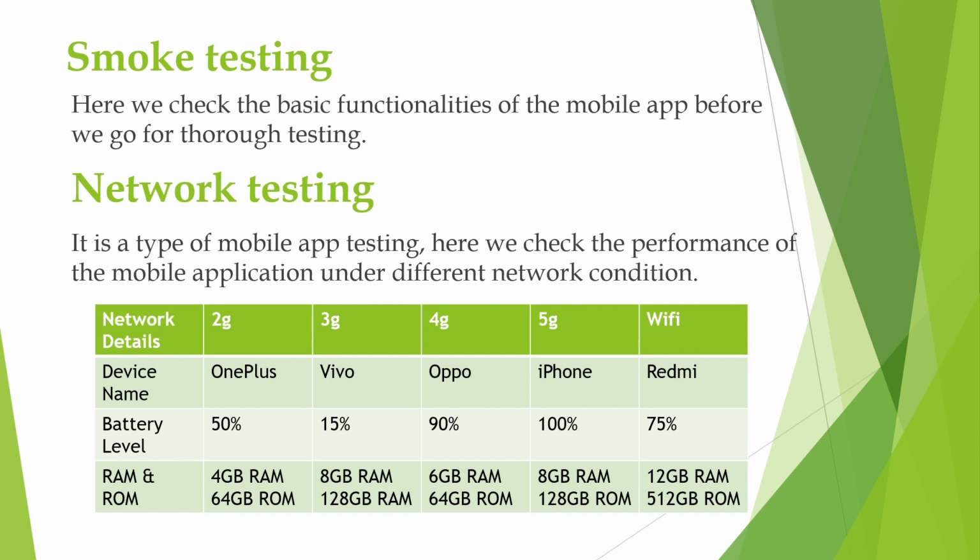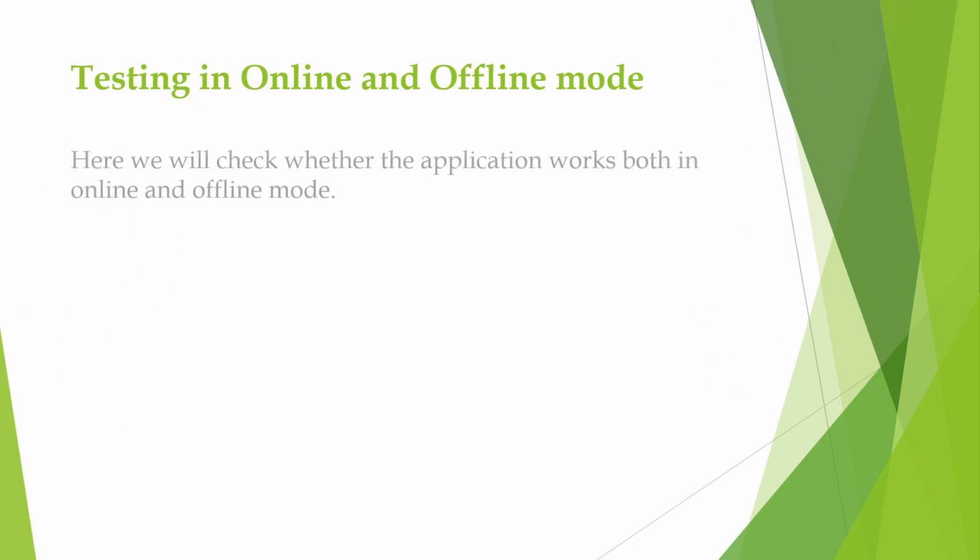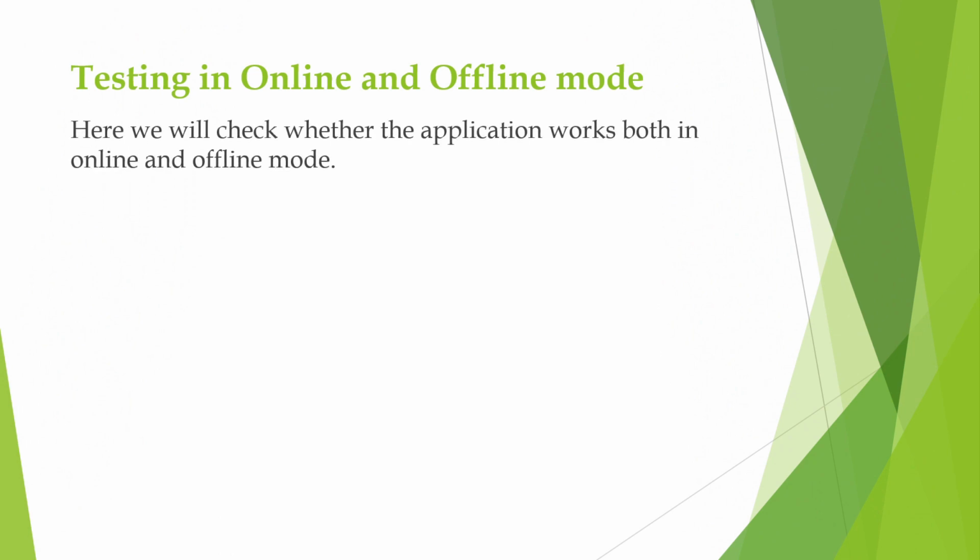Next is testing in both offline and online mode. Testing of an application in both offline as well as online mode is the type of testing wherein we will check whether the mobile application works in both offline and online mode. This will be required when the customer specifies that the app should work in both offline as well as online mode.